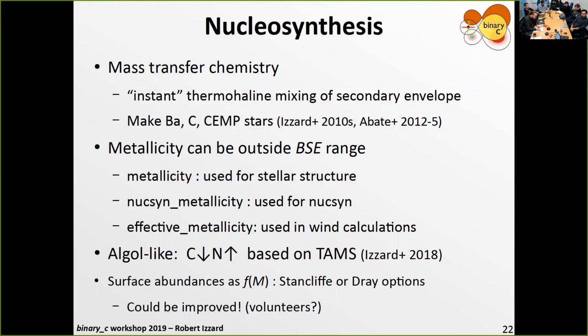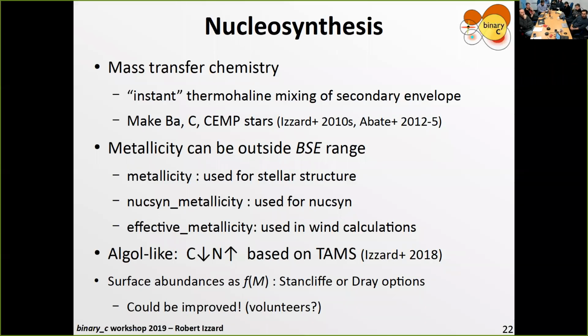Now, in the nucleosynthesis algorithms, the metallicity does not have to be in the BSE range. It could be 0, or it could be several times solar. So we have 3 metallicities in the code. There's a variable called metallicity, which is the one used for the stellar structure. So that's all the fitting formulae. The nuxin metallicity is used for nucleosynthesis. Usually they're the same, but you could set it to something smaller. What you will then do is use the lowest possible metallicity from the stellar evolution, and nucleosynthesis should just work for others. There's also a new one, which is called the effective metallicity.